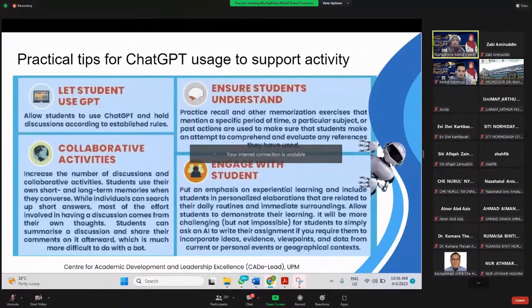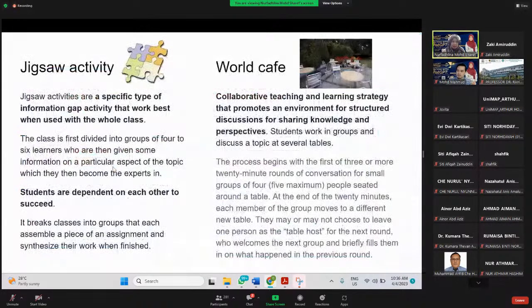So some practical tips. You may see that I extracted this from UPM's guide for teaching and learning. So you know that we need to let students use ChatGPT. Ensure that the students understand. Engage with the students and conduct collaborative activities. You can consider doing this jigsaw activity where, for example, you assign different groups, especially if you have large classes, to do different things. I did that also if you noticed previously.